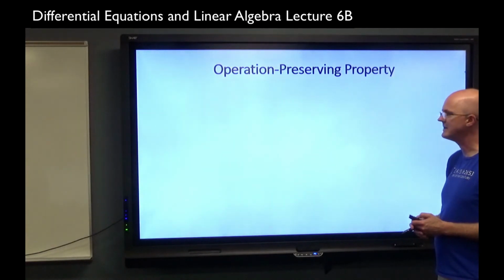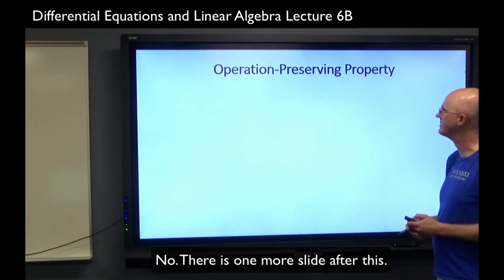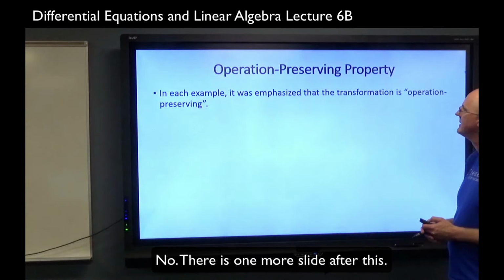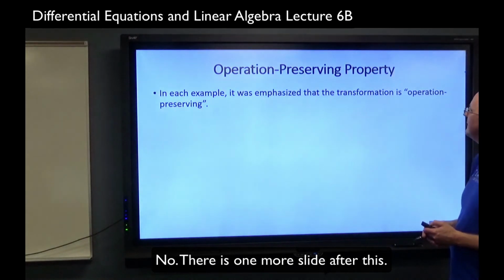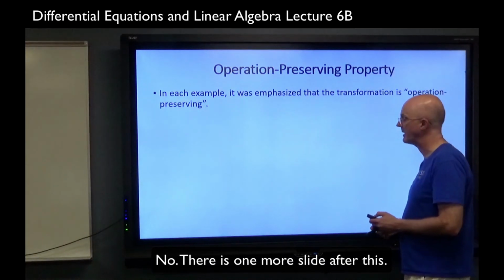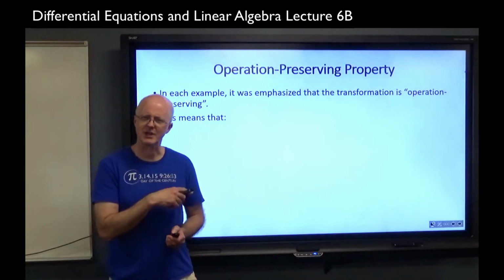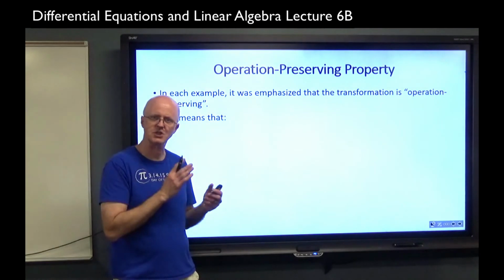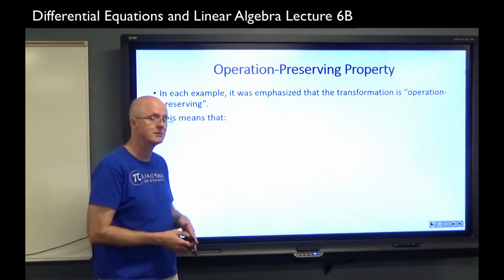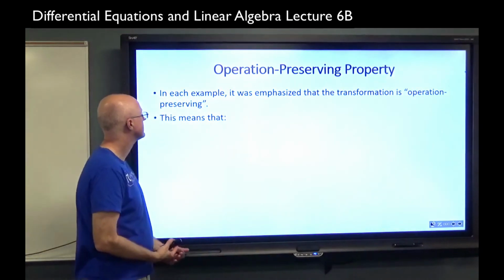This is the last slide, I believe. The operation preserving property, if we want to write it down more carefully. In each example, it was emphasized that the transformation is operation preserving. Probably the hardest one to check seemingly at the beginning would be that shear. You should check it. This means the following.